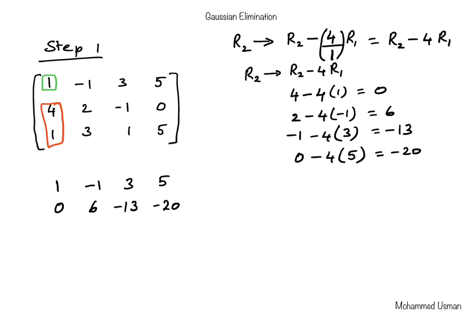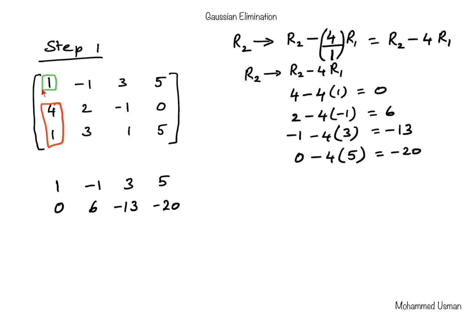So this becomes minus 20. So R2 has been transformed according to this rule. And the way to write the rule is R2 transforms to R2 minus whatever number is present here. In this case, the number present here is 4. So we have written 4.